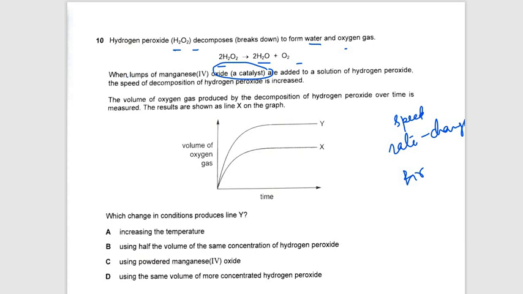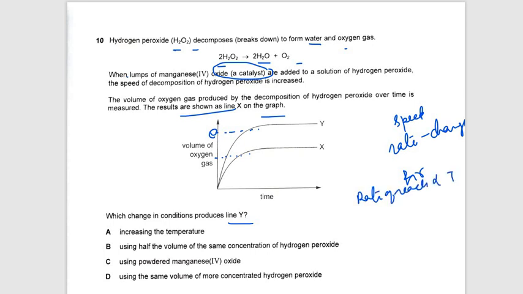So this is the graph they have given you, X. Now which change in condition produces line Y? As you can see, if you compare with X, in Y a large amount of oxygen is present. So they are not talking about the rate of reaction, they are talking about how you are going to get a greater amount of oxygen.